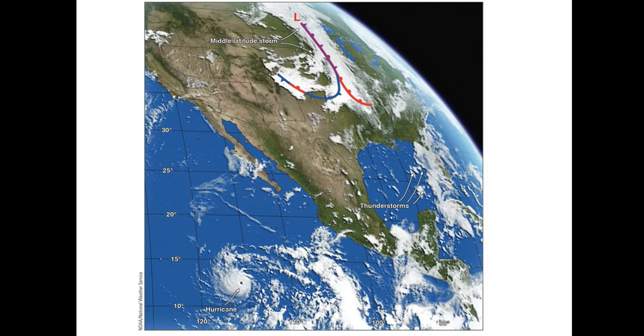So this is an example. This is a satellite image with some overlays of some computer graphics. But here what we're seeing, this typical comma shape, is a mature middle latitude cyclone that we're used to seeing in the United States. And then in the tropics, we have tropical storms like hurricanes and some other various thunderstorms fueled by the warm waters of the Gulf of Mexico here.